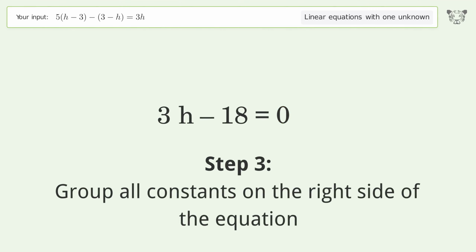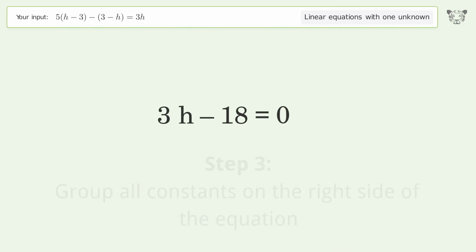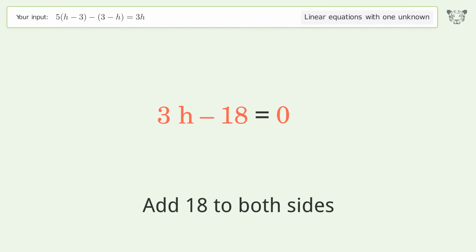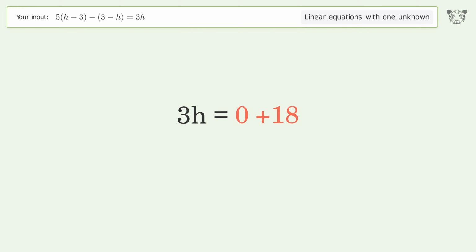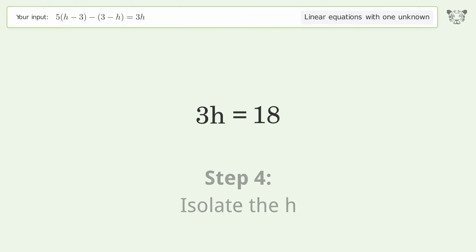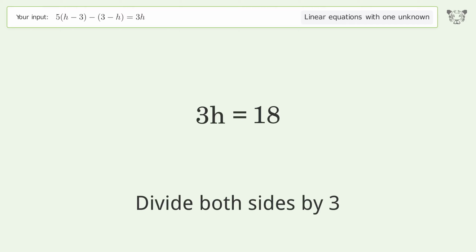Group all constants on the right side of the equation. Add 18 to both sides. Simplify the arithmetic. Isolate the h. Divide both sides by 3.